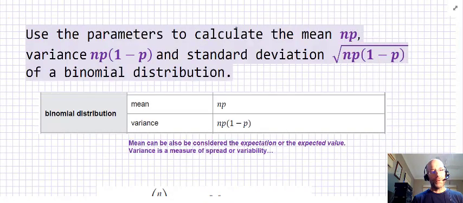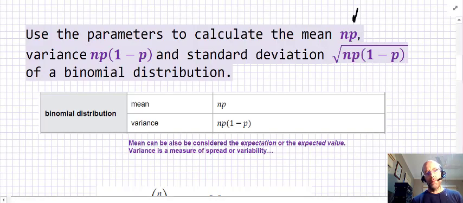So a learning goal for this is we're going to use parameters to calculate the mean, which is given by np, and the variance, which is given by npq. Now that npq can be written as np times 1 minus p, because q, the fail, in a binomial situation, is the complement of p, the probability of a success on an individual Bernoulli trial.